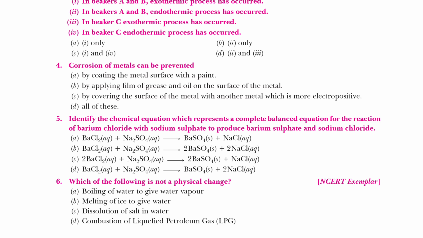Next, question number four. Corrosion of metal can be prevented by all these methods. So option D is correct.